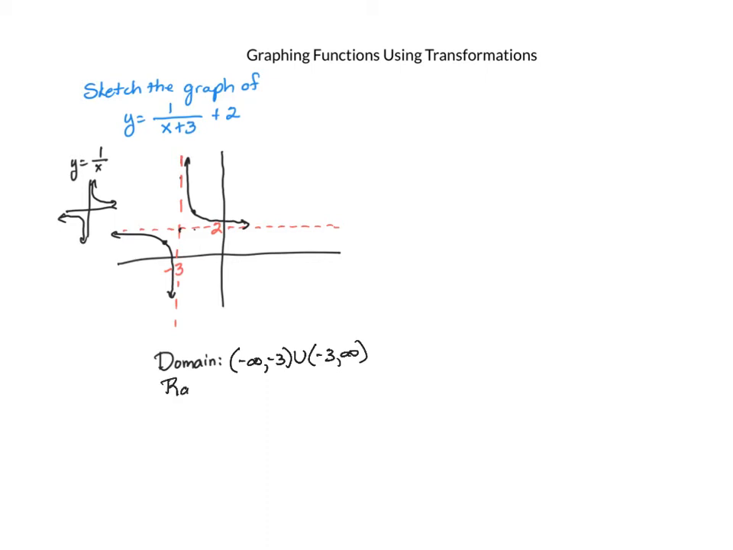And how about our range? Where are the y values? Where do they exist? Well, notice we have y values down here to negative infinity, all the way up to positive infinity, except for right here. Notice there's a little gap right here at 2. There is not a point on this line. So our range would be negative infinity up to 2, union 2 to infinity.